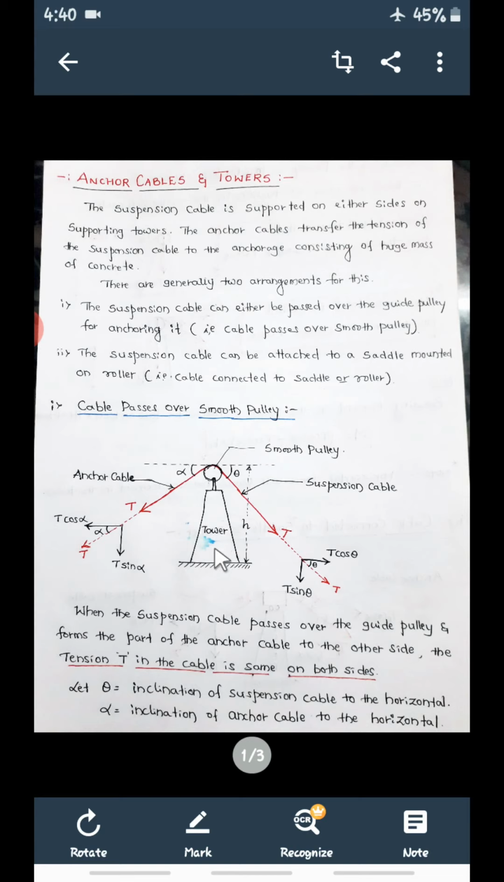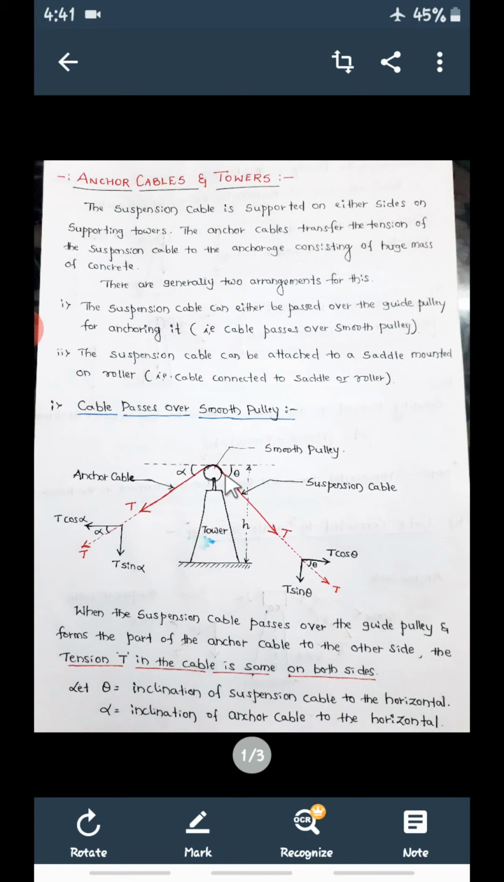The tower is nothing but a support on which the cable is suspended. This side it is a suspension cable and this side it is an anchor cable. The suspension cable is supported on either side on supporting towers, so this suspension cable is supported on this tower. The anchor cable transfers the tension of the suspension cable to the anchorage consisting of a huge mass of concrete.